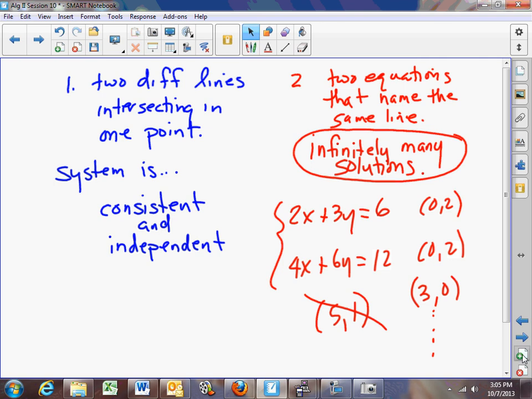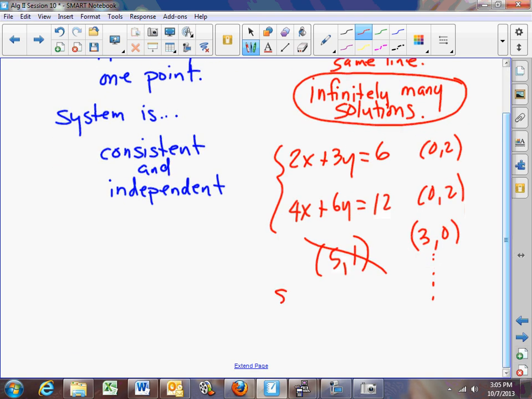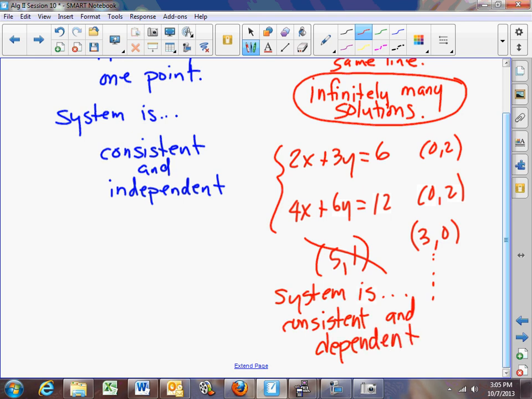Now, the third thing that could happen, by the way, when we have two equations that name the same line, we say that the system is consistent and dependent. Now, consistent means that there is at least one solution. Dependent means that the two equations are not different.